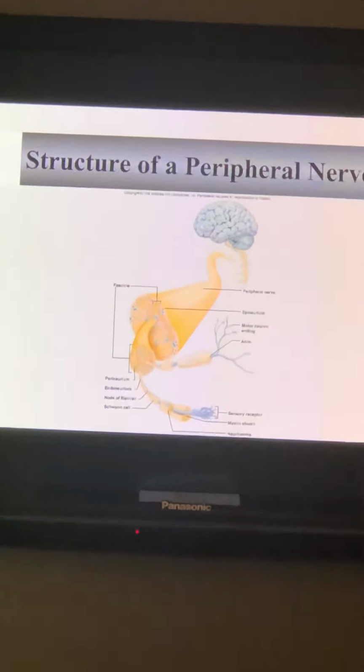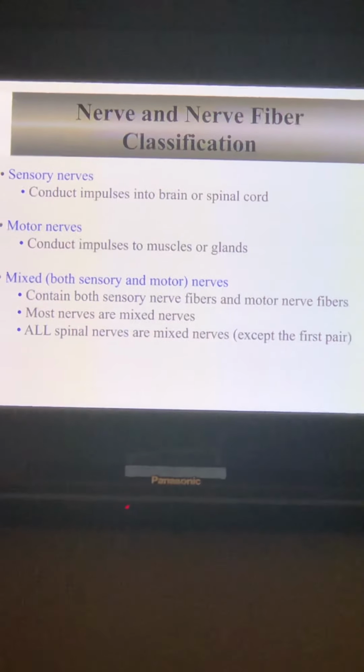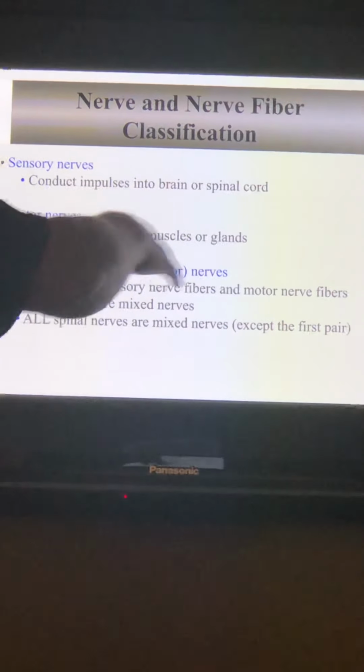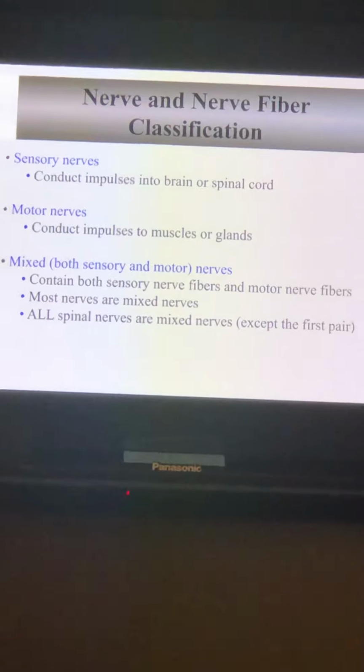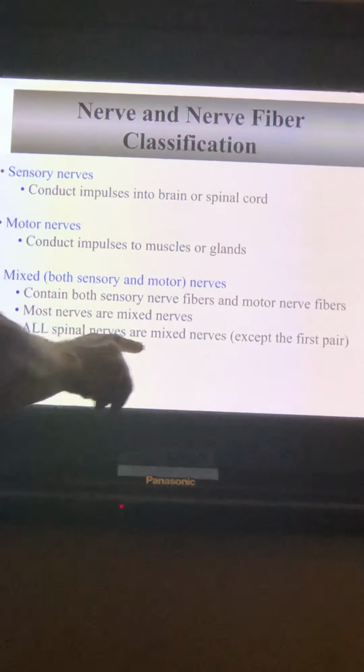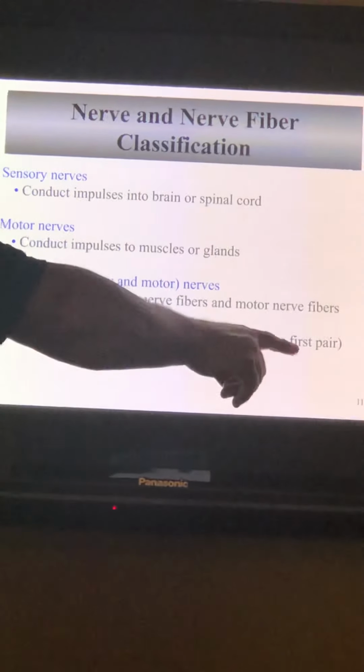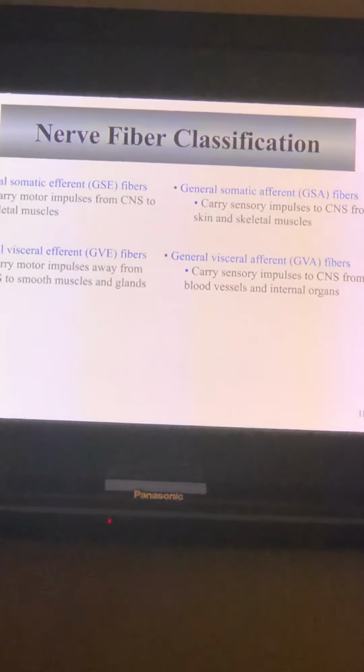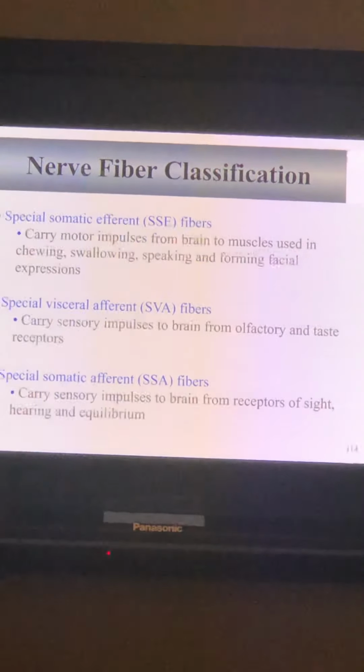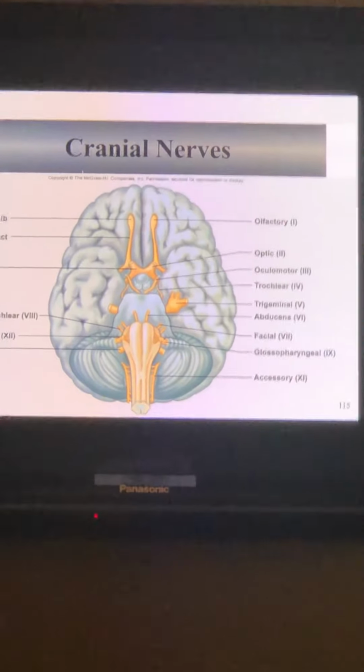Most of the muscles are way, way bigger than a nerve. Again, sensory nerves take something to the brain, motor nerves take something away from it. Spinal nerves are mixed. All spinal nerves are mixed. Don't worry about that first pair. That is true, but we're not worried about it. Skip this, way above our pay grade.